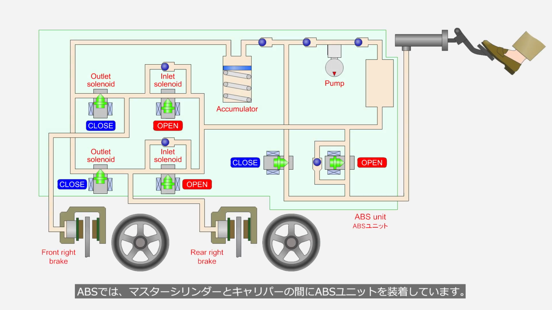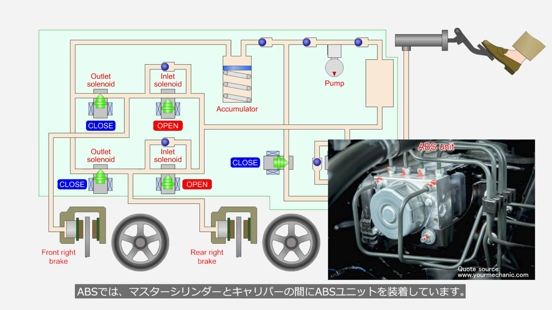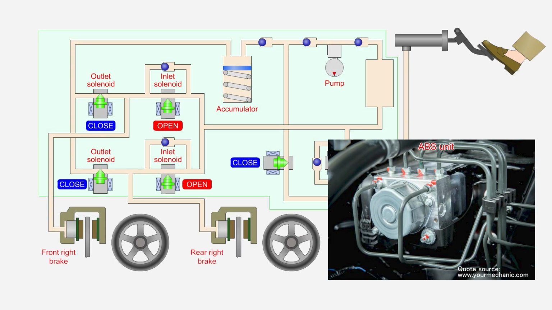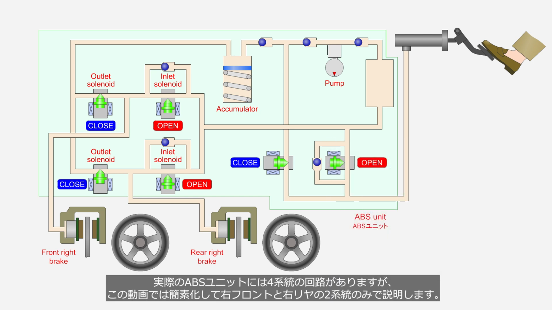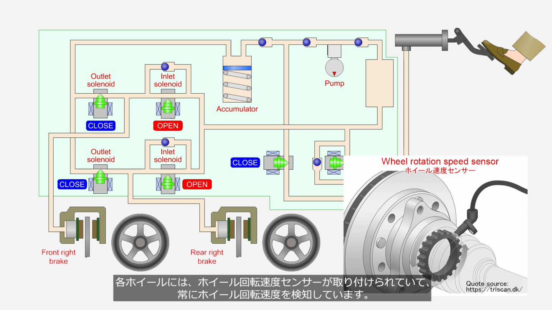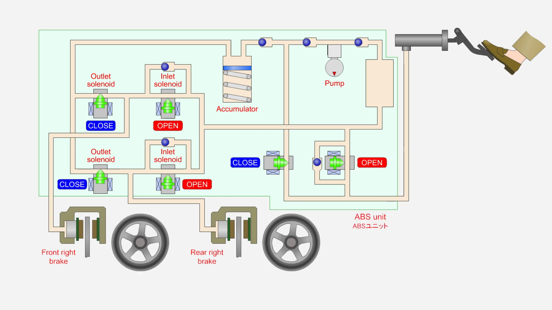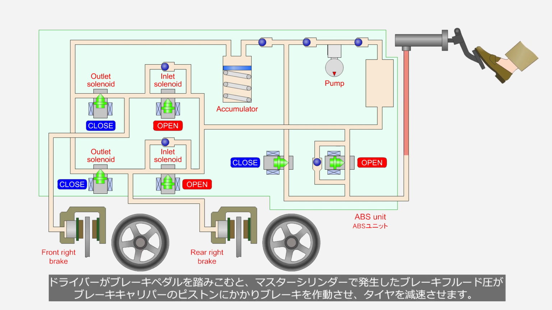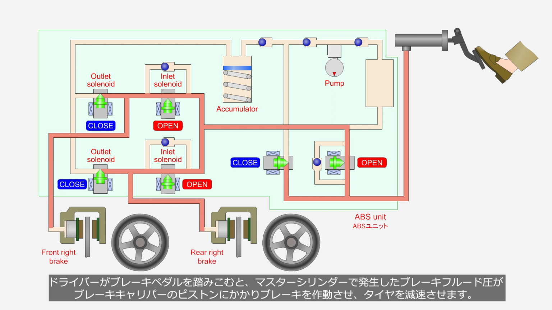The ABS system is equipped with an ABS unit between the master cylinder and the brake caliper. The actual ABS unit has 4 circuits, but this video simplifies the explanation to only the right front and right rear circuits. Each wheel is equipped with a wheel speed sensor that constantly measures the wheel rotational speed. When the driver depresses the brake pedal, the brake fluid pressure generated by the master cylinder is applied to the pistons of the brake calipers. This activates the brakes and decelerates the tires.